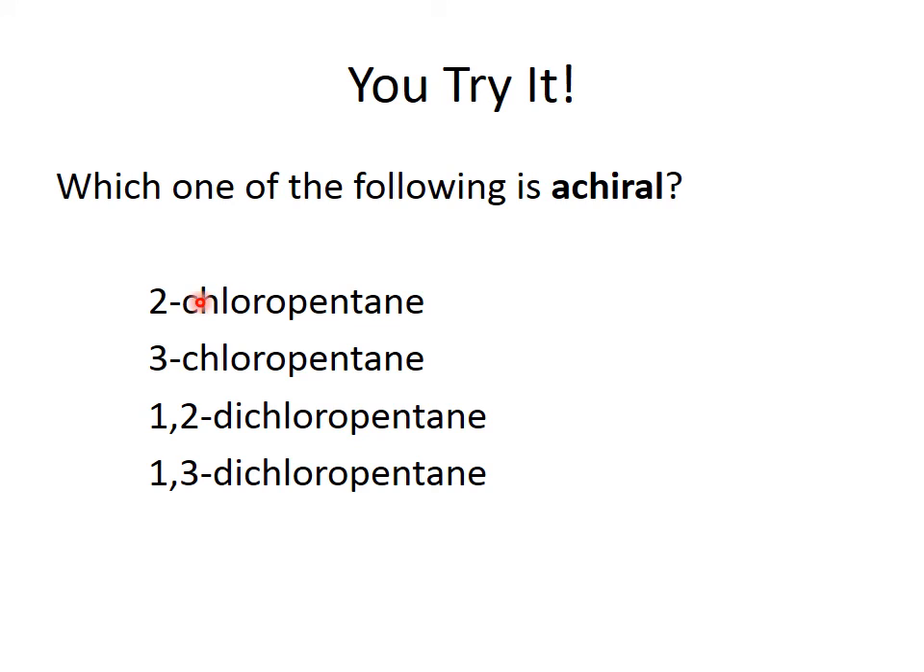Okay, if I draw these out, I would find that on 2-chloropentane, you're going to have a chiral carbon because there would be on the second carbon a chlorine, a hydrogen, a methyl group, and then you would have a 3-carbon chain or a propyl group. If I look at 1,2-dichloropentane, the number 1 carbon would have 2 hydrogens on it, so it would not be chiral.